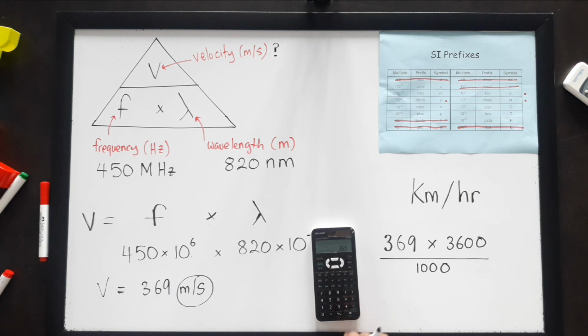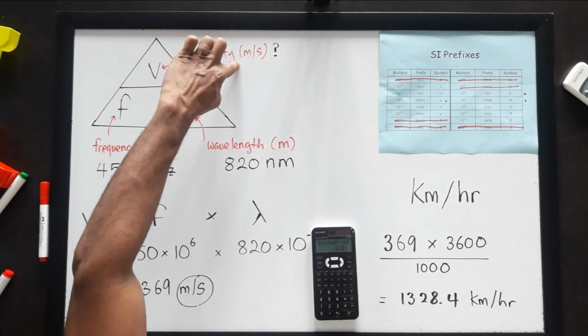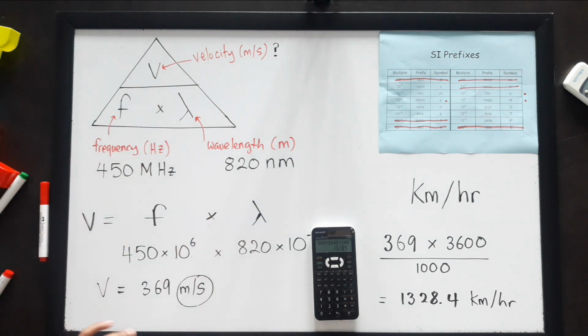So let's see, 369 multiplied by 3,600 divided by 1,000. If we did the conversion, it would be 1328.4 kilometers per hour. And I have seen questions like this where the formula gives you your answer in meters per second, and in part C or D of the question they ask you to convert that same answer to kilometers per hour. And you'll be surprised how much students forget the formula to convert from meters per second to kilometers per hour. Alright, let's try another example using a formula here.